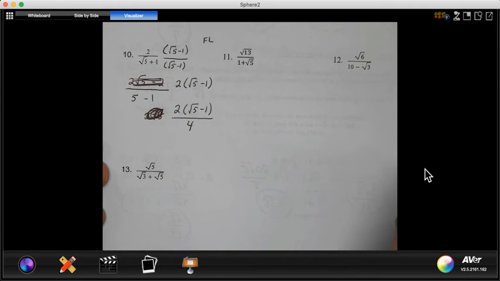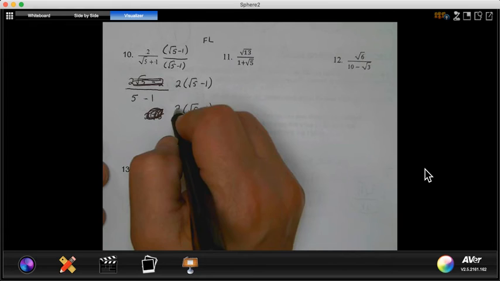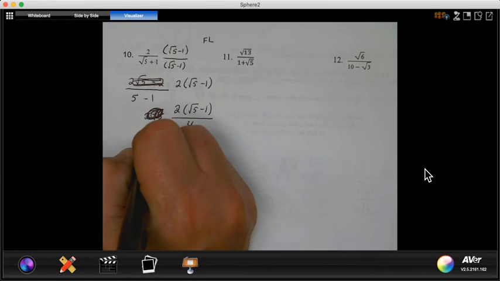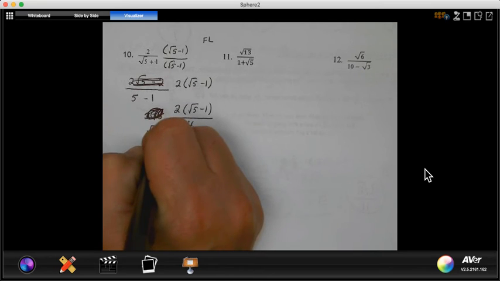Sorry, I'll let you catch up. My bad. You can pause it. And then 2 divided by 4 is 1/2. So there's a 2 on the bottom. So the answer is root 5 minus 1 all over 2.